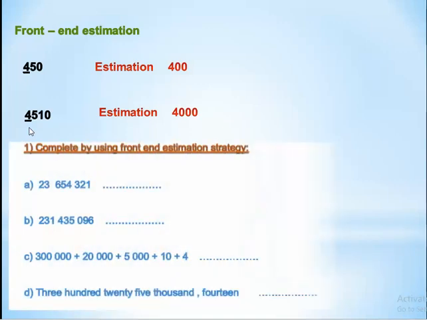Okay, here we have front end estimation. We took it before in third primary. Front end estimation, like if we have 450, we are going to look at the first digit, or the first value. So the first value here is 4. We will take its value, so its estimation is 400. 4,510, the first digit here is 4, and its estimation is 4,000. Complete by using front end estimation strategy.